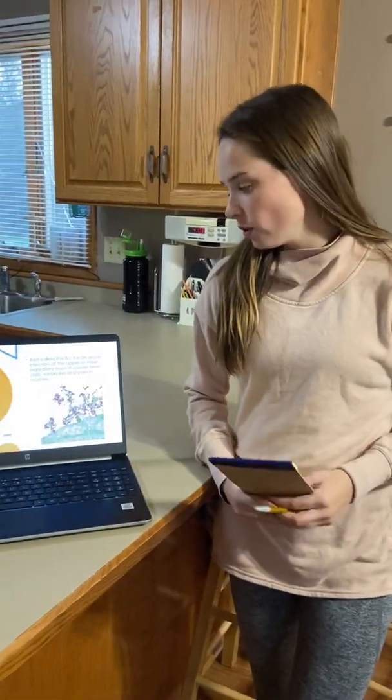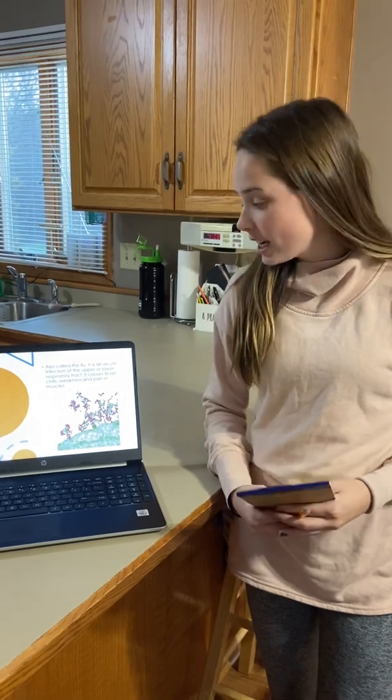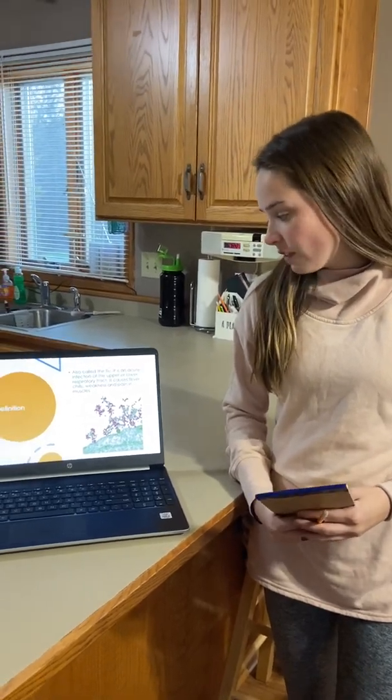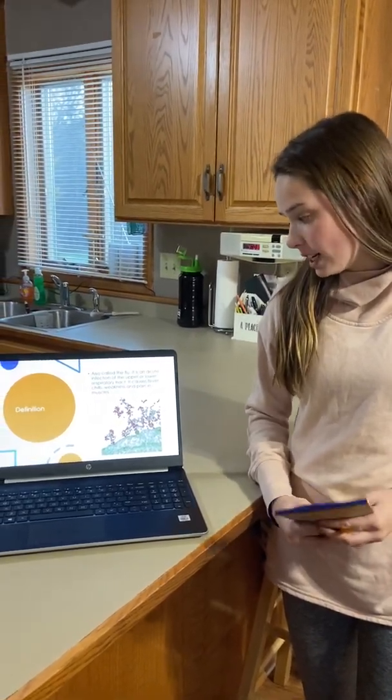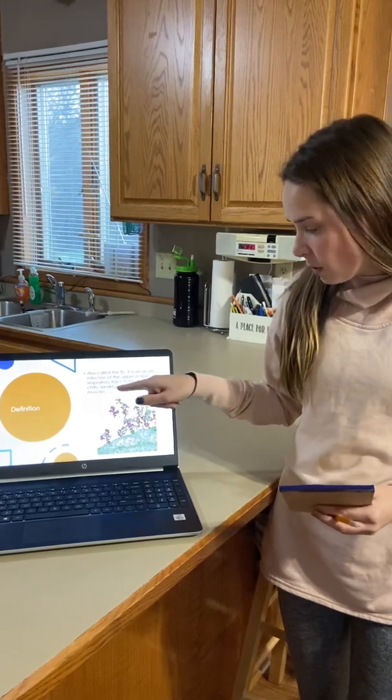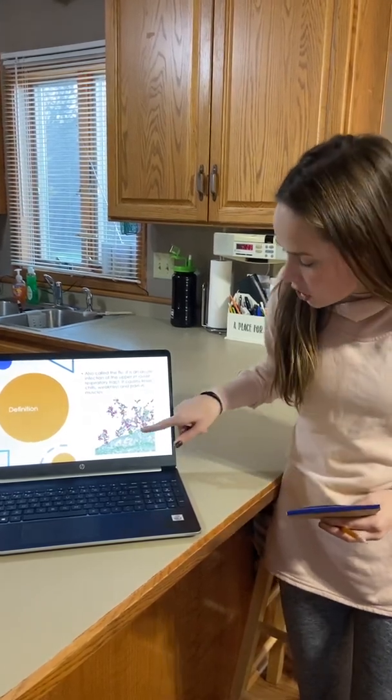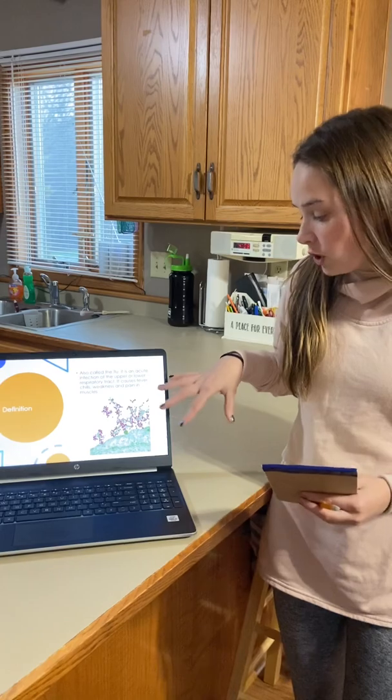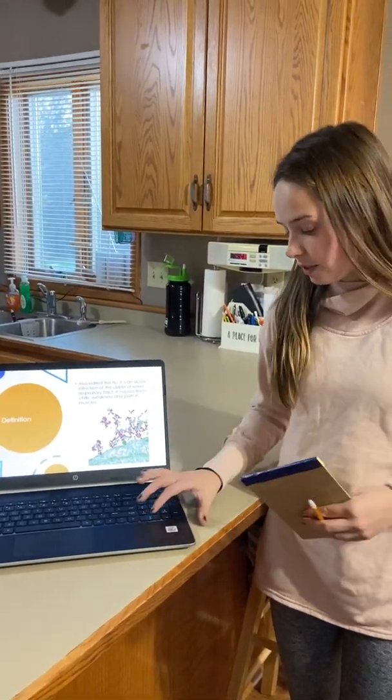So I did mine on influenza. Influenza is also called the flu. It is an acute infection of the upper or lower respiratory tract. It causes fever, chills, weakness, and pain in muscles. And this is just a diagram of what your cells might look like for influenza.